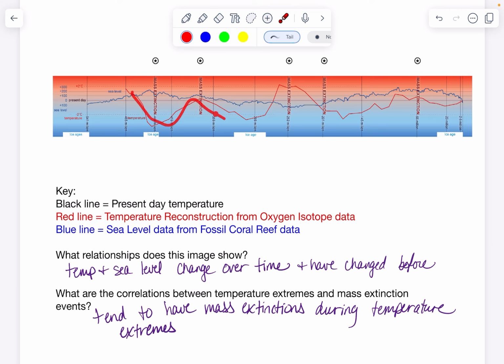Our red line here is our temperature reconstruction from oxygen isotope data. They can get that from sea creatures' shells, and it has to do with how warm the air was and what oxygen atom was used in those shells. So we can reconstruct temperature based on oxygen isotopes and fossil data. The blue line, on the other hand, the one that's a little less wavy, is sea level data, and we can get that from fossils of corals.